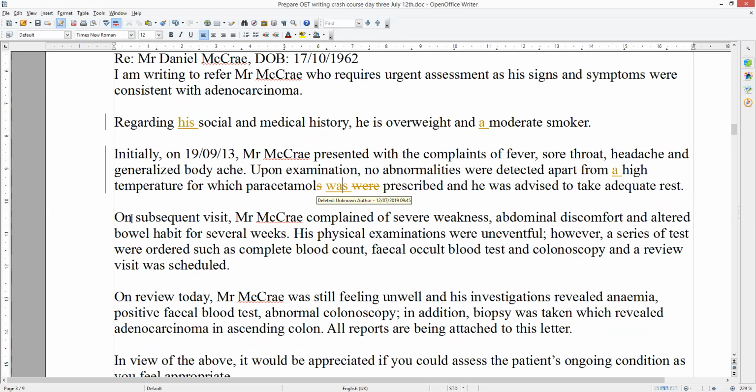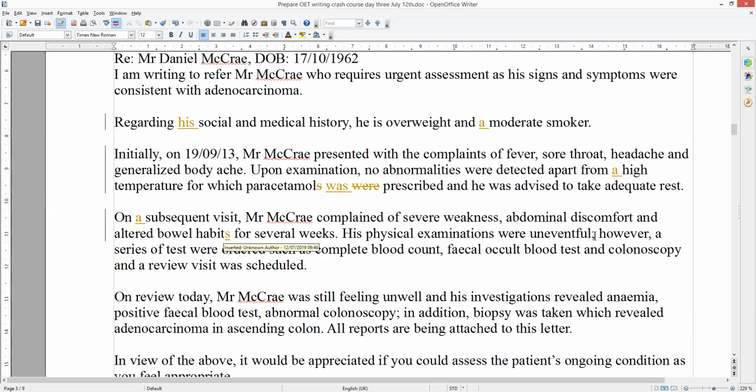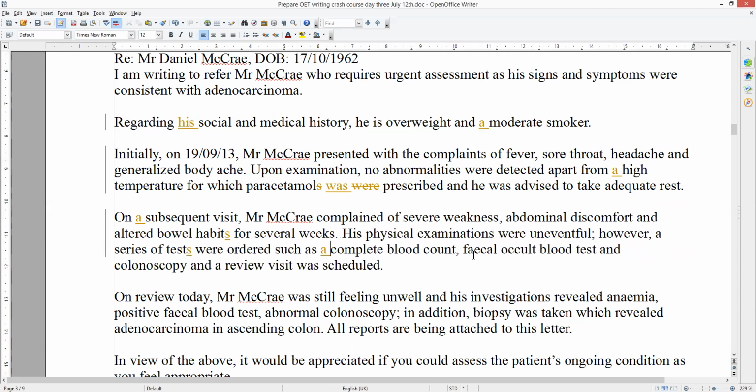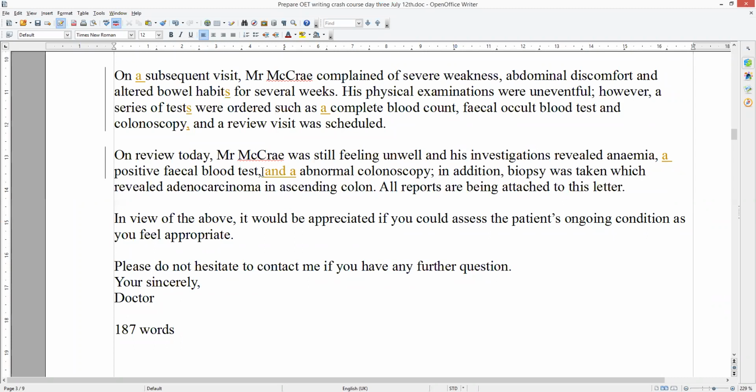On subsequent visit, is it on a subsequent visit? Mr. McRae complained of severe weakness and discomfort and altered bowel habits for several weeks. His examinations were uneventful. However, a series of tests were ordered, such as a complete blood count, a blood test, and review visit was scheduled. This is something else, so it needs to be separated by a comma. On review today, Mr. McRae is feeling unwell, and his investigations revealed anemia, a positive fecal blood test, normal colonoscopy. In addition, a biopsy was taken, which revealed adenocarcinoma in the ascending colon. All reports are being attached to this letter. It would be appreciated if it says patient.